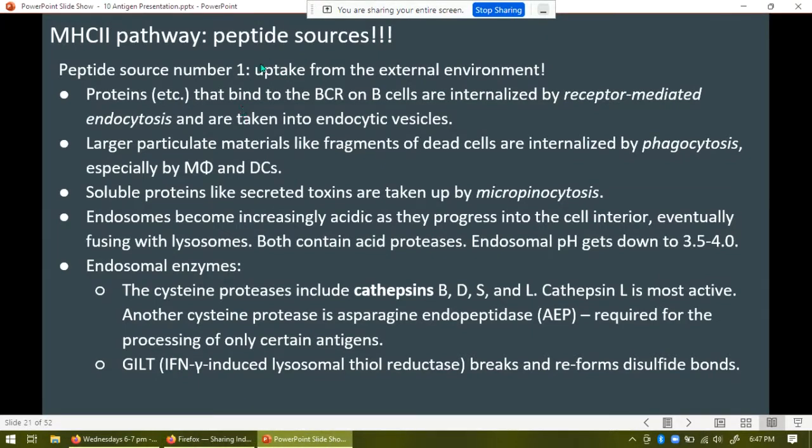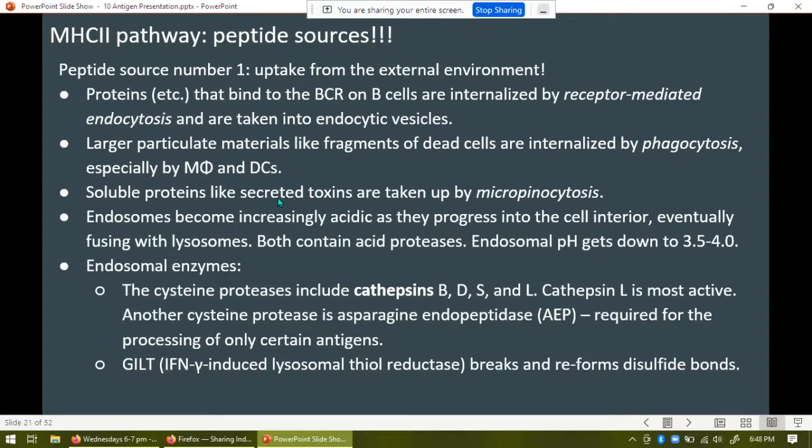So peptide source number one, this is probably the major one, is uptake from the external environment. Okay. Proteins that bind to the B cell receptor on B cells can be internalized by receptor-mediated endocytosis and then taken into the endosome. On the other hand, in phagocytosis, larger particulate materials like fragments of dead cells are taken up by phagocytes, for example, macrophages and dendritic cells, and then that can serve as a source of MHC2 peptides.